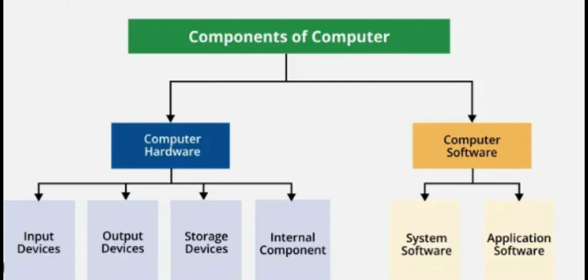Software is a collection of instructions that guide the hardware. System software manages the overall functioning of the computer, while application software allows users to perform specific activities like writing documents or using the internet.